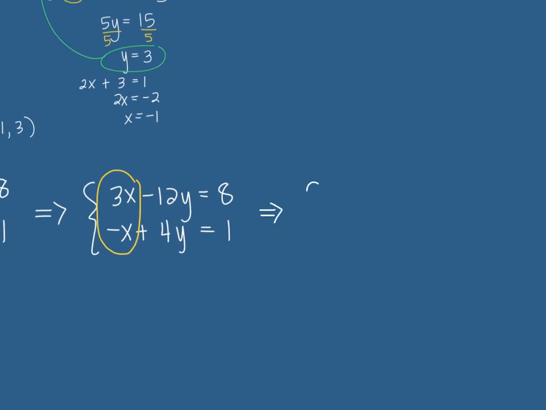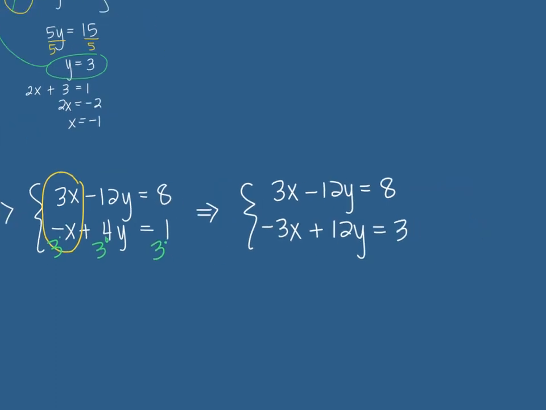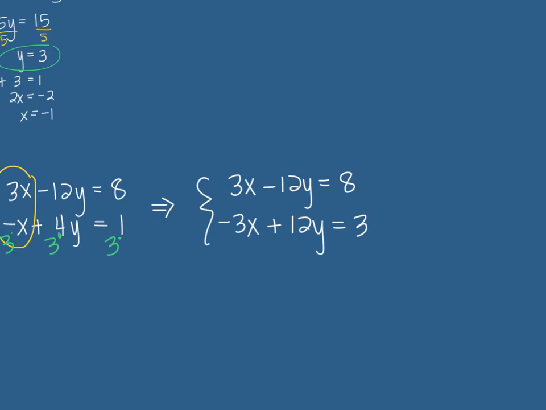So that keeps the top equation the same, 3x minus 12y equals 8. And then the bottom equation would be negative 3x plus 12y equals 3. Okay, I just multiplied everything times 3, times 3, and times 3. Okay, now we're ready to eliminate. And so I look at those x terms, 3x and negative 3x. And then I look at the y's, and I notice that I get 0y equals 11.